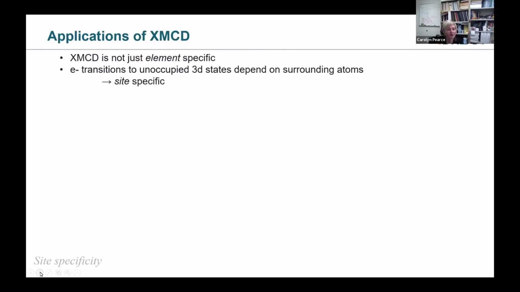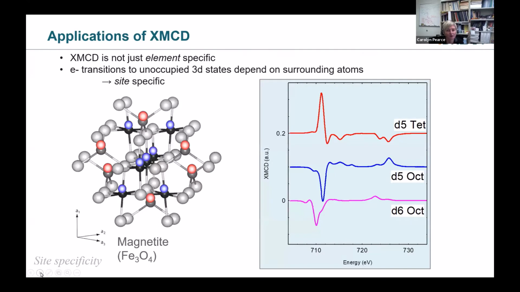So what do we do with XMCD? It is obviously element specific because it's an X-ray absorption technique, but it also tells you about the site occupancy, and that's particularly important when you're looking at magnetic oxides such as magnetite. And so each of the oxidation states of iron in magnetite and each of the crystallographic sites of iron in magnetite can be separated out using XMCD.